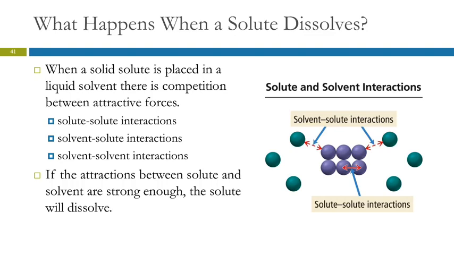So when we put these two different substances together, we now have the potential for attractive forces between the water and the sodium ions, between the water and the chloride ions. And what decides whether this is going to dissolve or not is the relative strengths of the interactions between the solvent and the solute particles compared to each substance with itself. Because not all ionic substances dissolve in water.